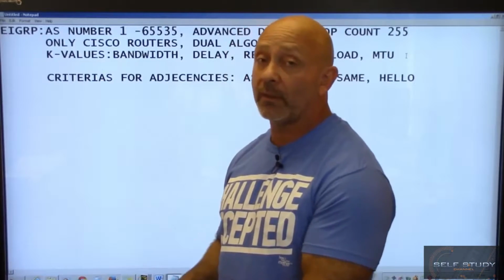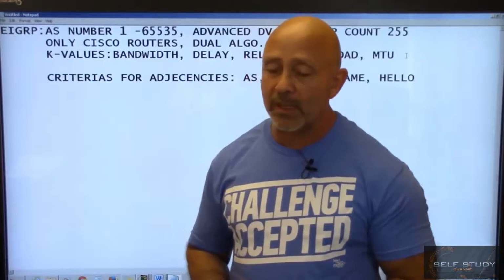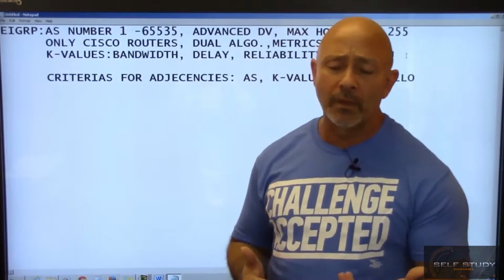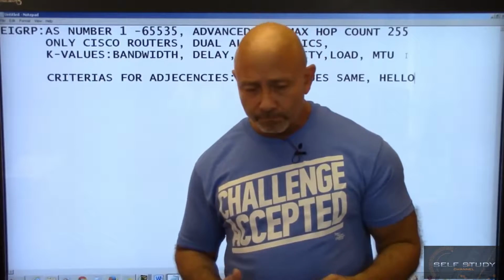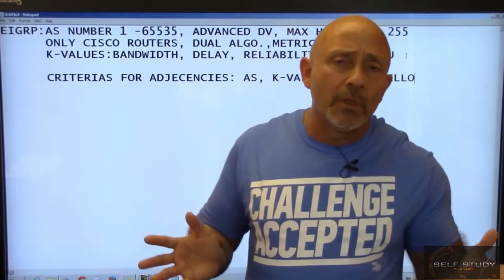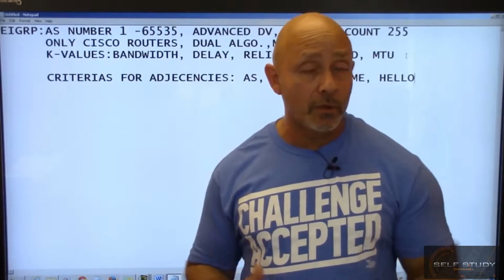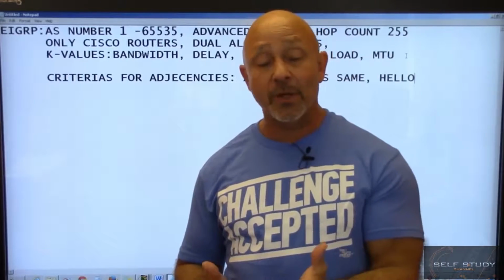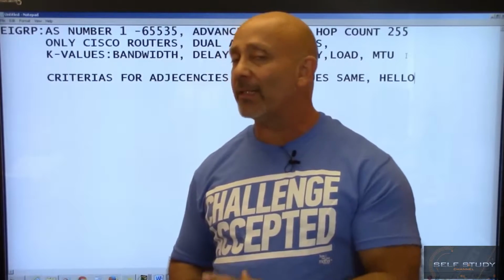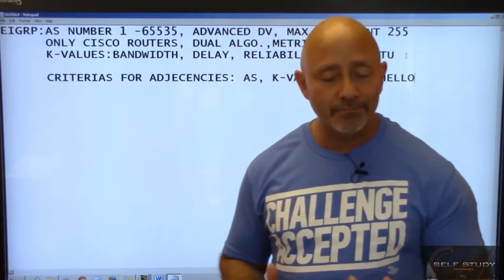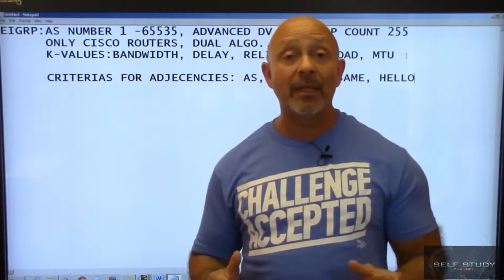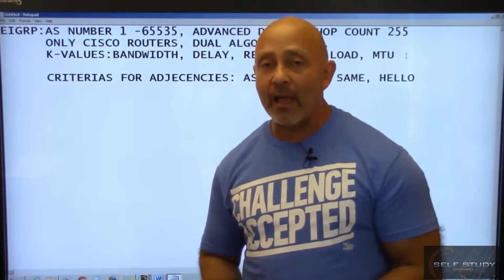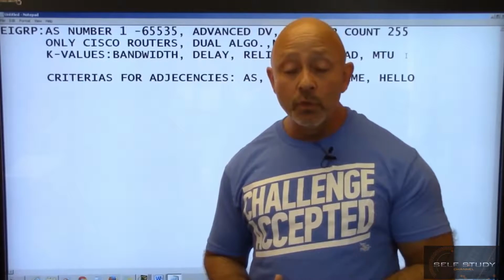OSPF is very strict when it comes to hellos. They must be the same. EIGRP is very flexible. For EIGRP, the default hello, we'll look at it, I think it's 5 seconds. But again, you really don't mess around with that. They're not going to test you on the hellos when it comes to EIGRP. As far as the criteria to become neighbors, your book says it, but in reality, EIGRP doesn't really pay attention. It's not that finicky. Definitely the autonomous system and the K values do need to be the same.